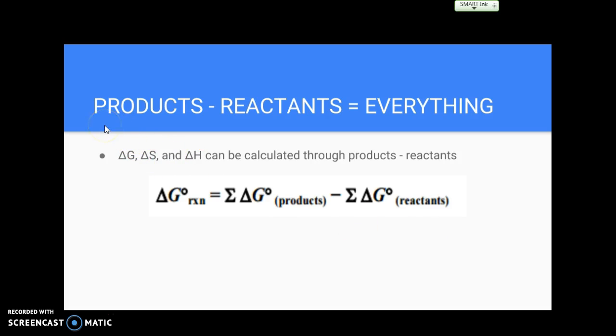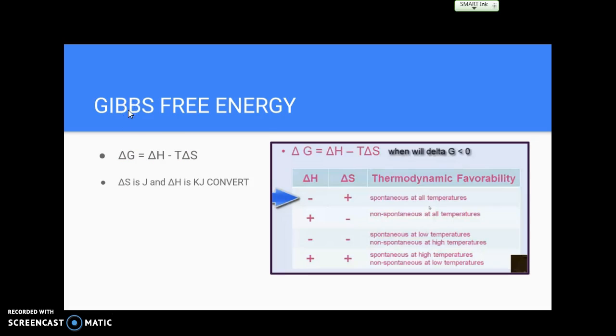And so the easiest way to calculate these, if it's given to you, it's just the sum of the products minus the sum of the reactants. That's all you got to know to find delta G, delta S, and delta H. It's good for everything. Everything you could possibly need. Other way that you can calculate this, delta G equals delta H minus the temperature times delta S. Although some of them may trick you up, delta S is in joules, delta H is in kilojoules. Make sure you convert between the two.